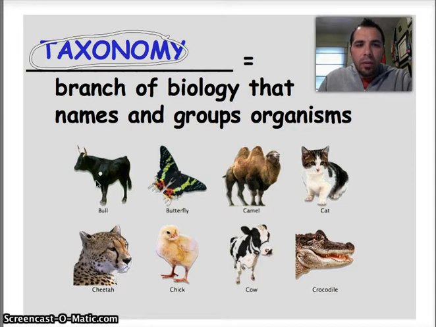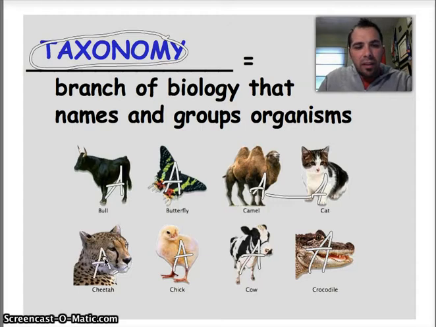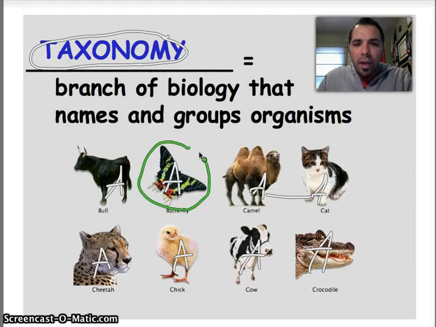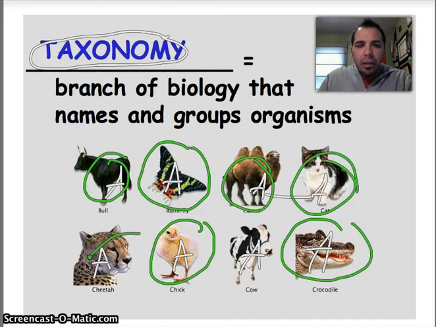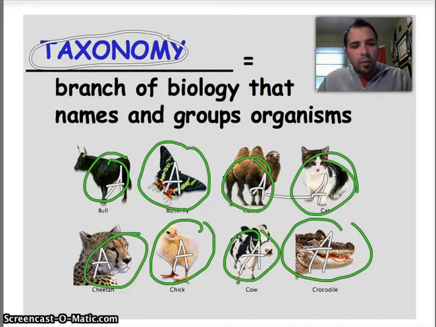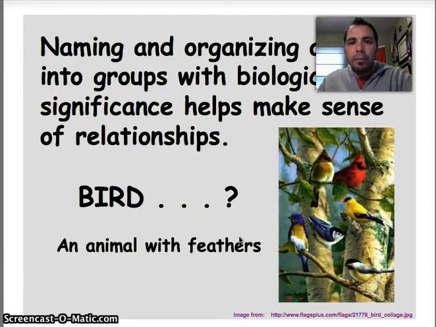So we've got different groups here. What's unique is that these are all animals. However, as we remember in class, when we classify things, we try to break them up into different groups. I would definitely put the butterfly by itself, and then maybe the crocodile by itself, and then the chicken by itself, because the bull, the camel, the cat, the cheetah, and the cow are all mammals, but the rest are different, so we'll talk about that.